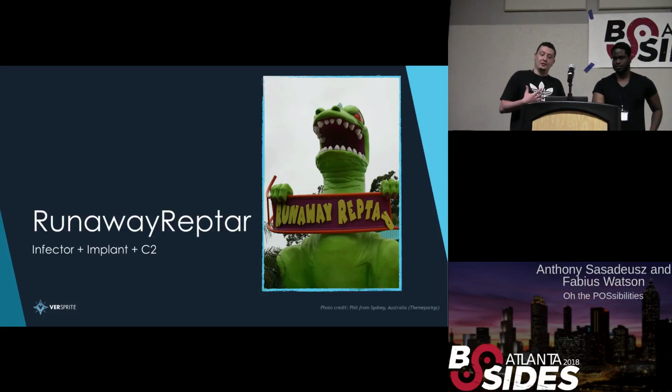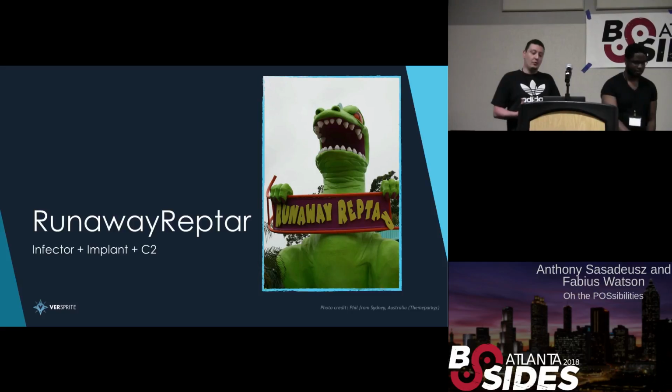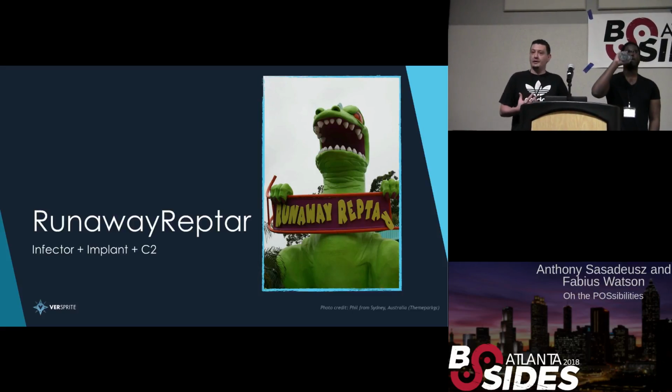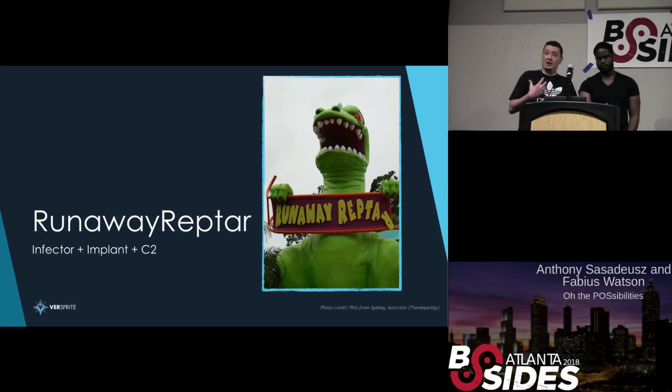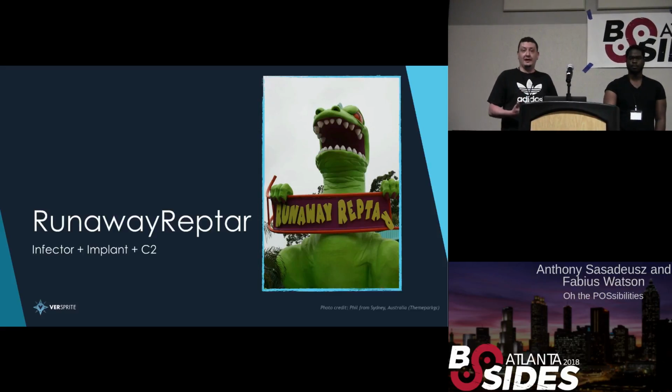So we decided to build our own framework for this. We wanted to actually emulate what a real attacker, a real criminal organization would actually do and what that would look like. So Runaway Reptar is our framework. It's basically an infector, an implant, and a command and control server, or a C2.